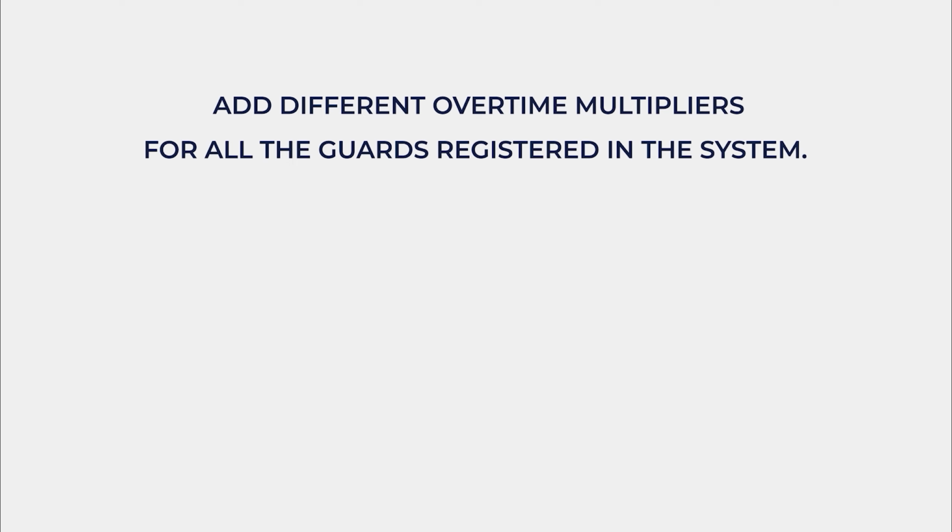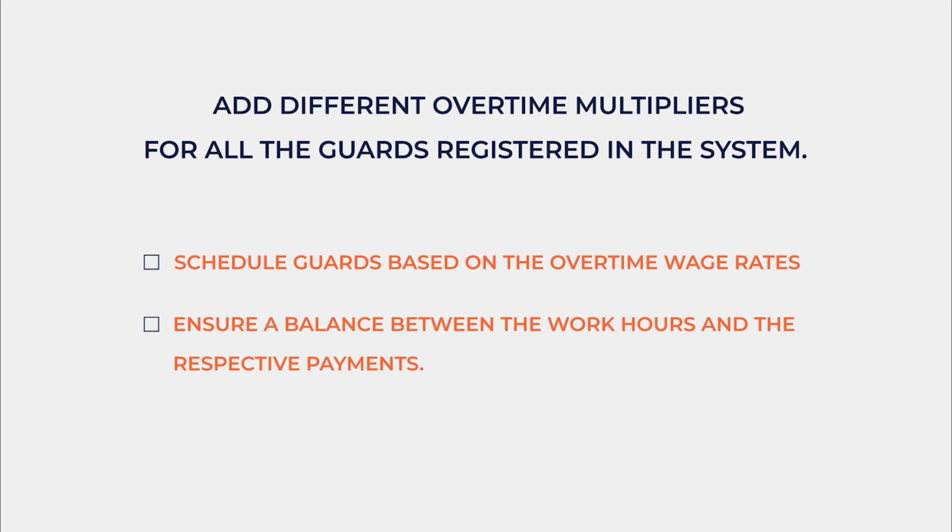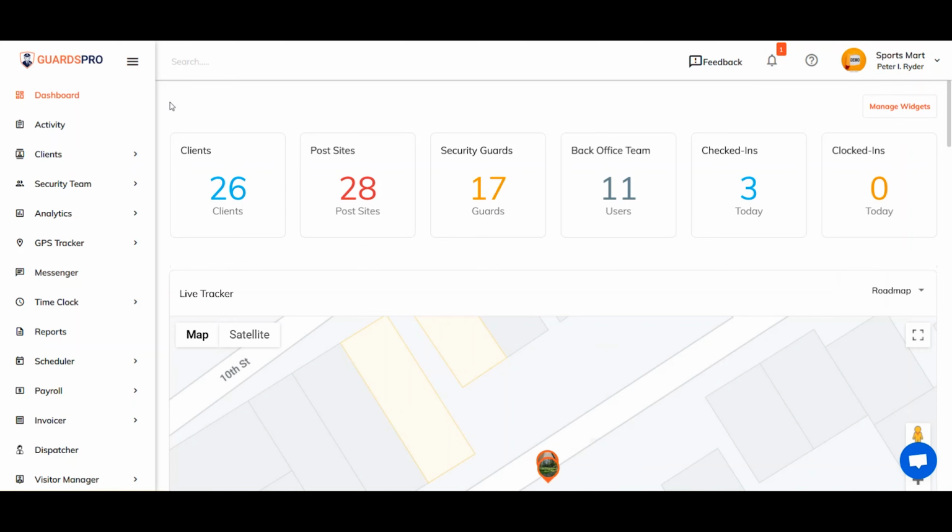GuardsPro allows you to add different overtime multipliers for all the guards registered in the system. This lets you schedule guards based on the overtime wage rates so as to ensure a balance between the work hours and the respective payments. Often, you may need the guards to work overtime, for which the regular hourly pay rate may not be applicable. For such scenarios, GuardsPro lets you define different overtime multipliers applicable to different cases where overtime might be needed.